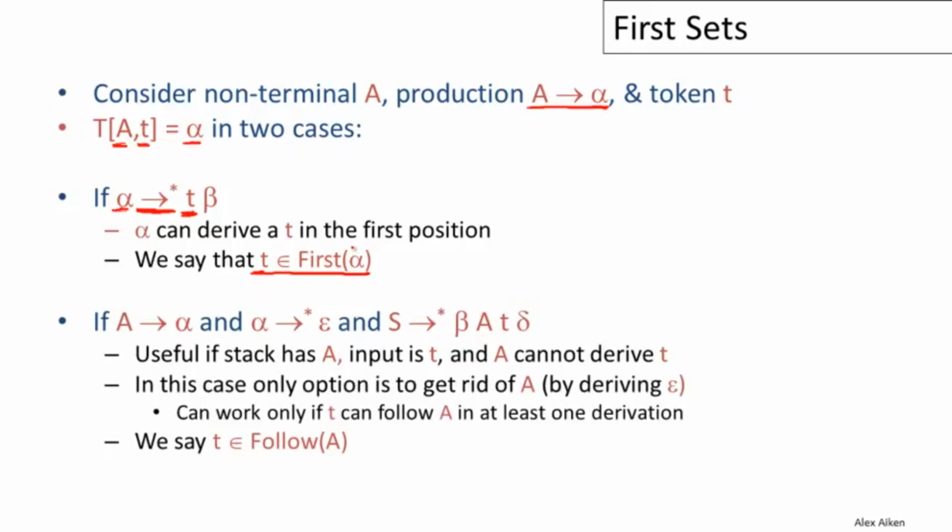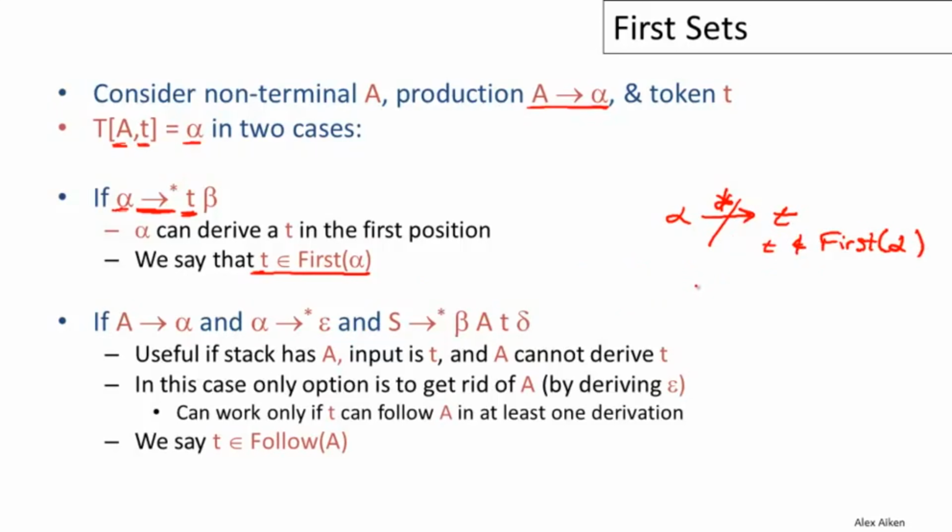Now, there's another situation, a slightly more complicated situation, in which we would want to make the move that if we see A as the leftmost non-terminal and T is the next input, we'd like to replace A by A goes to alpha. The situation here that we're going to consider is, what if alpha cannot derive T? So alpha cannot, in any sequence of moves, derive T. So in fact, what does that mean? That means T is not going to be in the first of alpha.